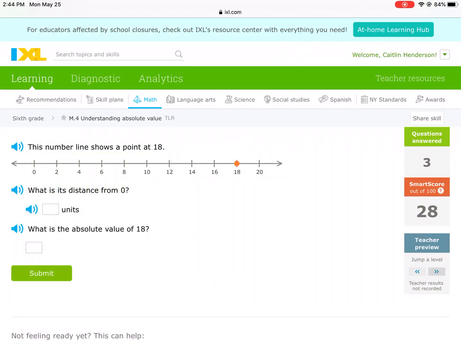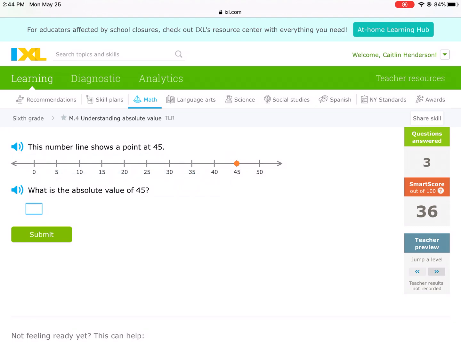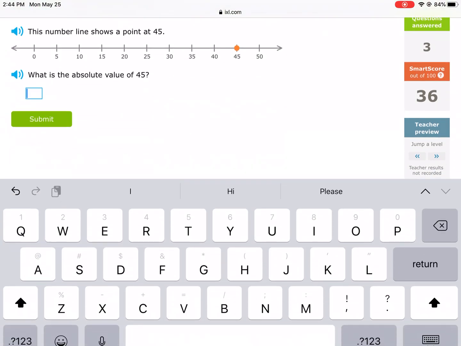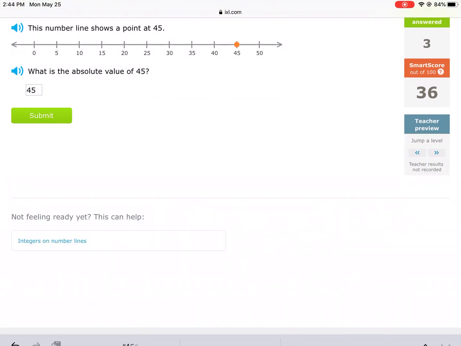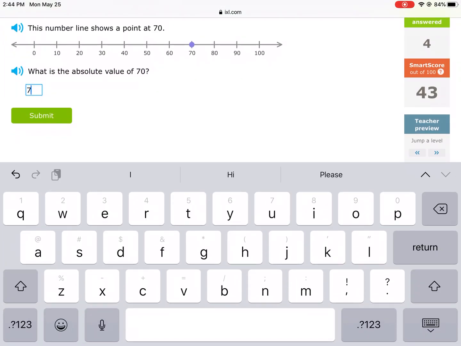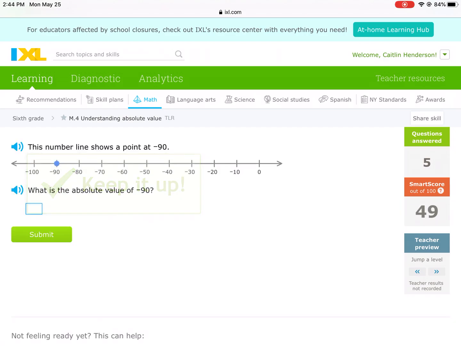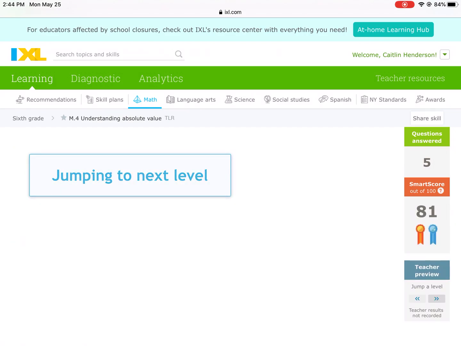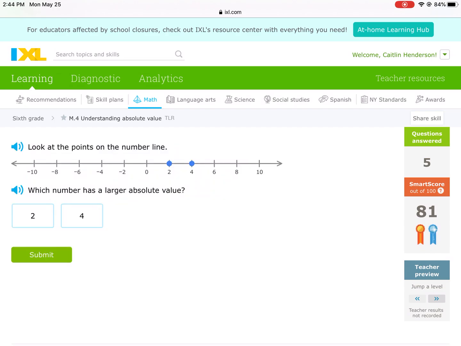All right, so you're going to keep working on that. And then they're just going to take away that distance piece and hope that you recognize that whenever you are seeing or asked absolute value, they're talking about distance from 0. So 45 is a distance of 45 from 0. Okay, 70 is a distance of 70 from 0. All right, jump a level. So this is what 81 will look like.